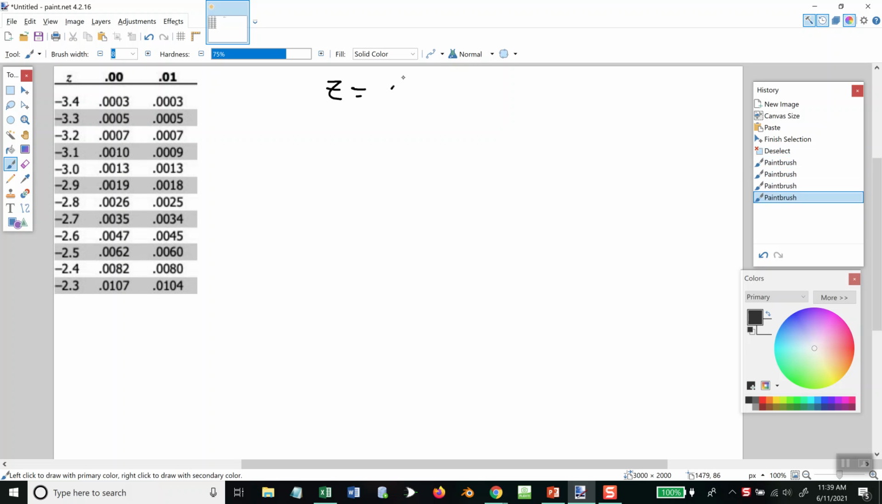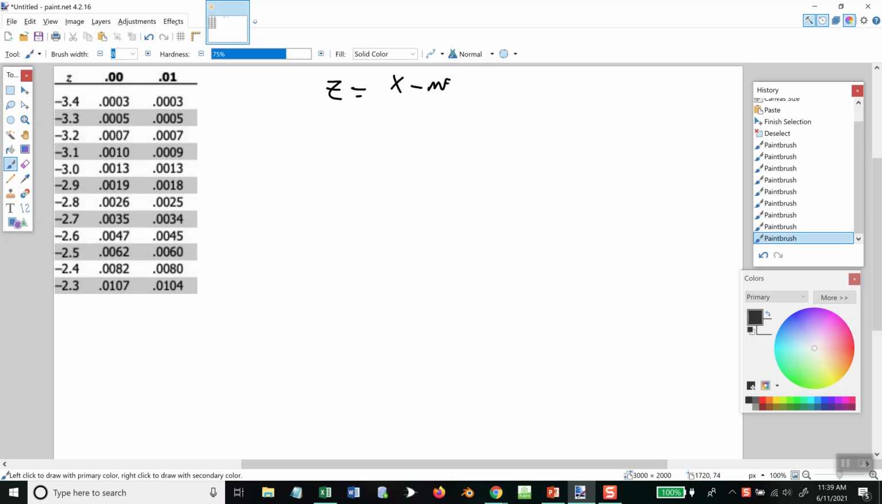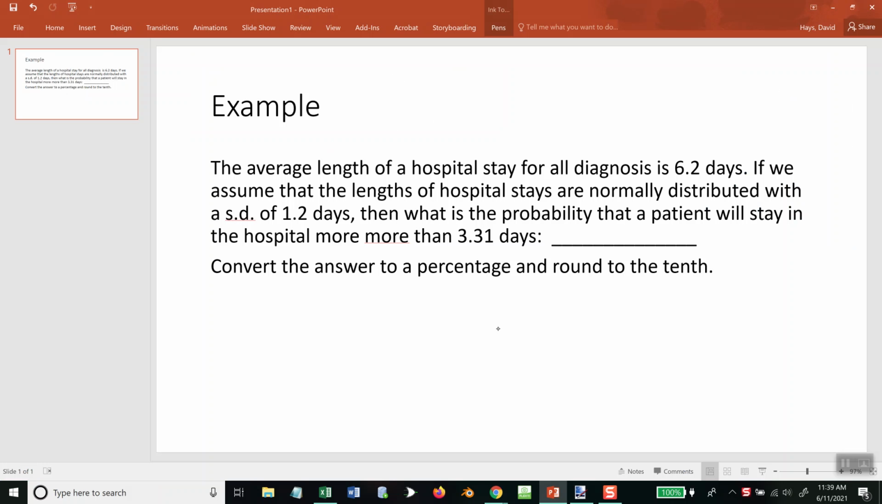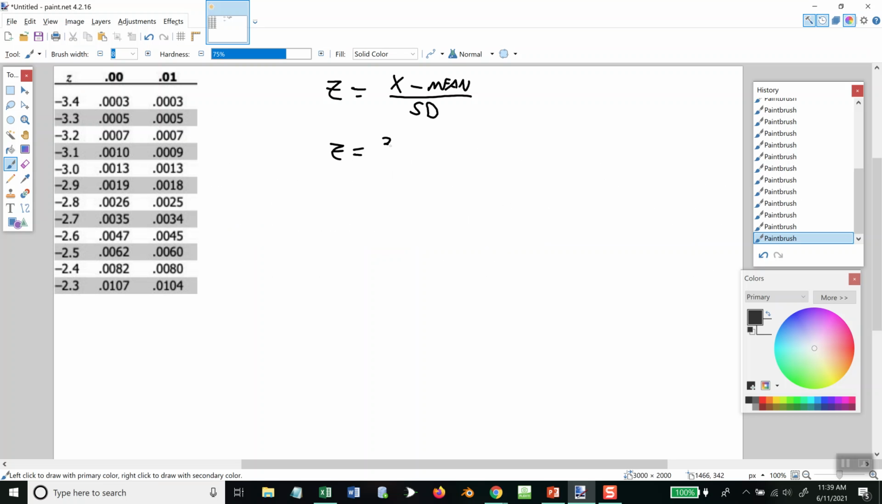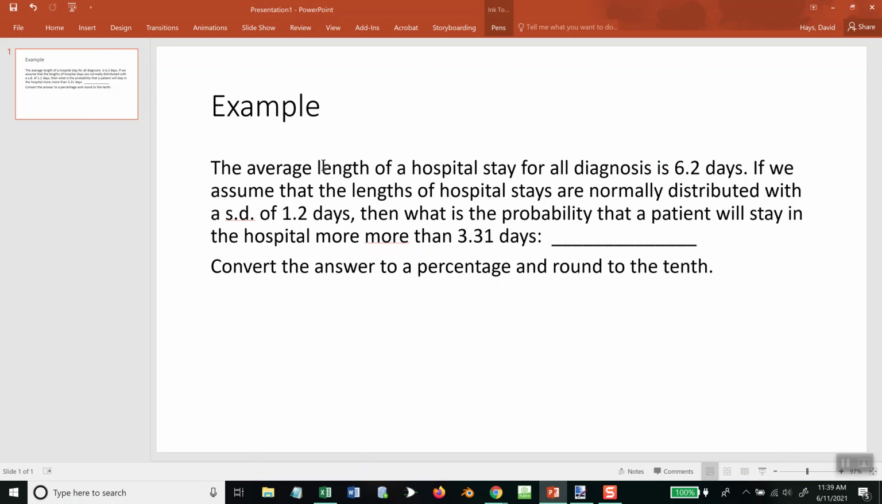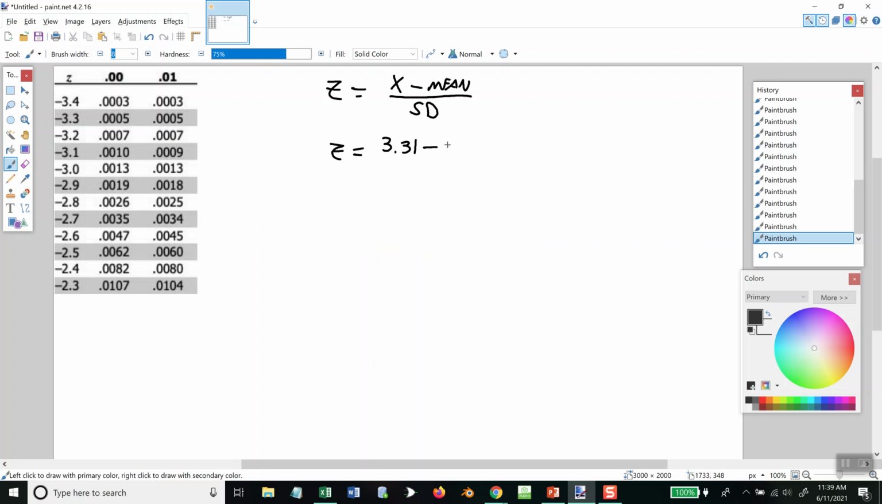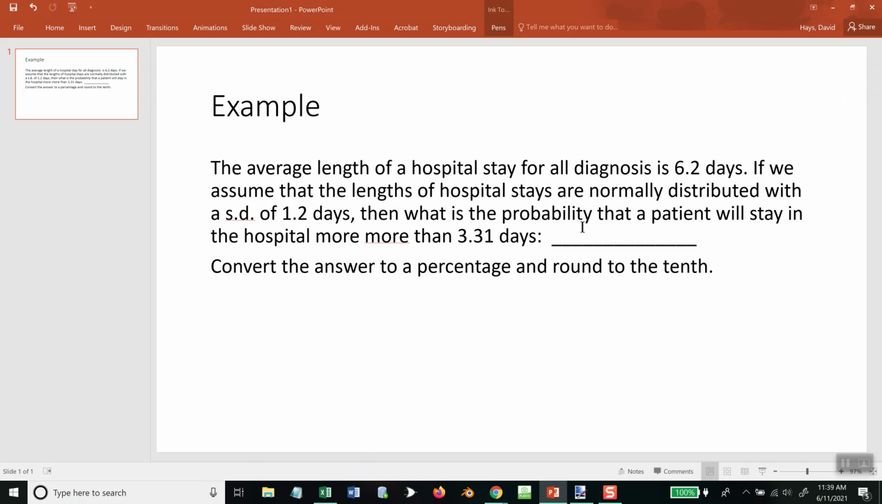Okay, z, remember, is x minus the mean divided by the standard deviation. Now, the x is usually the part that goes with your probability. So what is the probability a patient will stay in the hospital more than 3.31? So 3.31 is our x minus the mean. That's a lot easier. It'll say average or mean. It says the average is 6.2. And then divided by the standard deviation tells us standard deviation is 1.2.